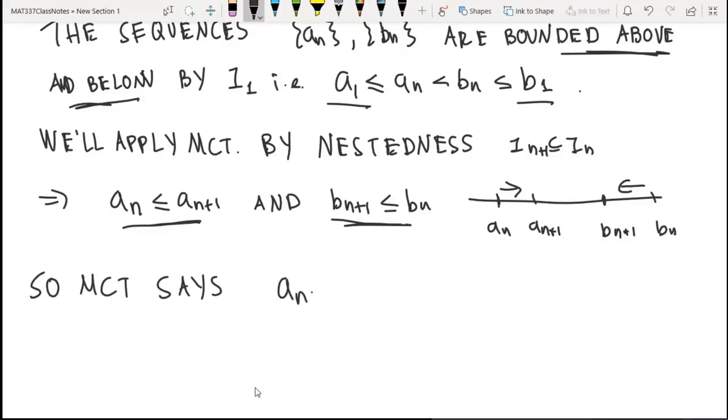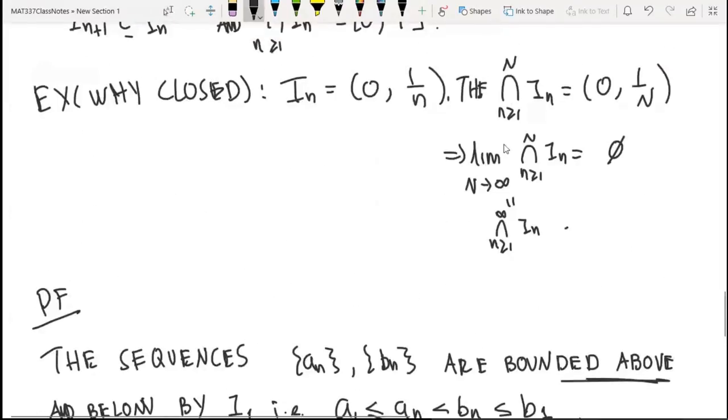that AN converges to some limit L1, and BN to some limit L2. Is that okay? Why do we need to express it as a limit of big N? I'm just proving why it is non-empty. That's right, we want them to be non-empty. Let me go back. So here I'm proving, so why is this empty? Use a limit definition.